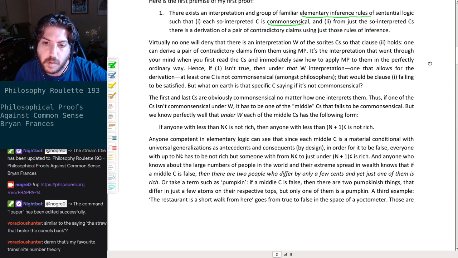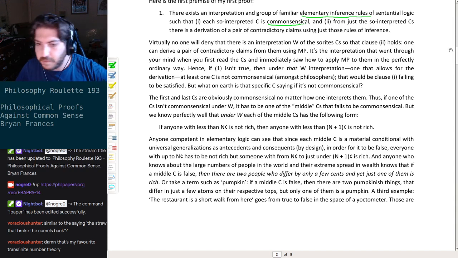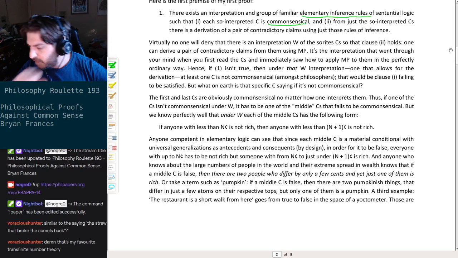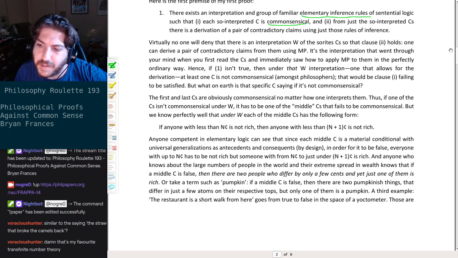What on earth is that specific C saying if it's not commonsensical? The first and last C's are obviously commonsensical, no matter how one interprets them. Thus, if one of the C's isn't commonsensical under W, it has to be one of the middle C's that fails to be commonsensical. But we know perfectly well that under W, each of the middle C's has the following form: if anyone with less than n cents is not rich, then anyone with less than n plus 1 cent is not rich.